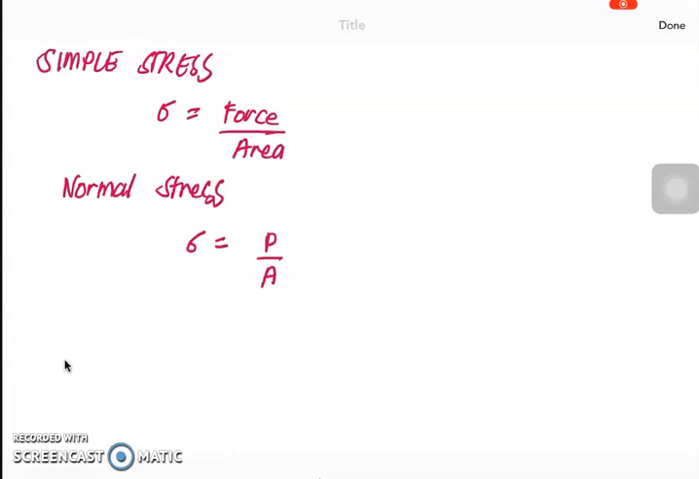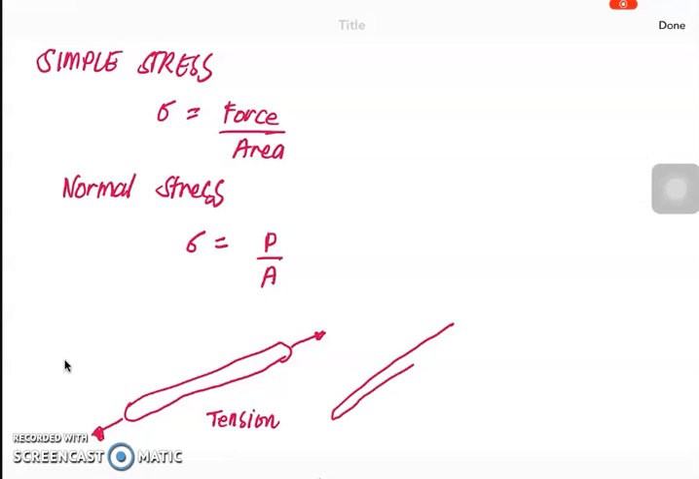If you have this bar, this material, and you apply a pull on the material, you have a tensile stress, so the bar is in tension. However, if you apply a compressive force, the bar is in compression. In tension, you apply a pulling force, so this is the applied force, our P. The bar is in compression if you apply a compressive force, so the force at both ends pushes the material. You have here our applied P. So you have a bar in tension and a bar in compression.